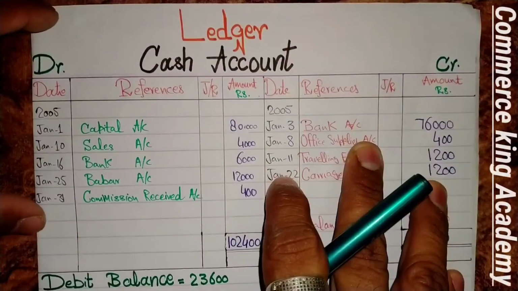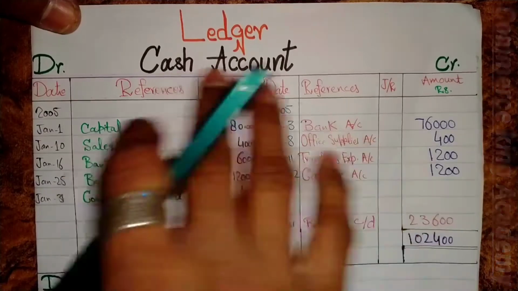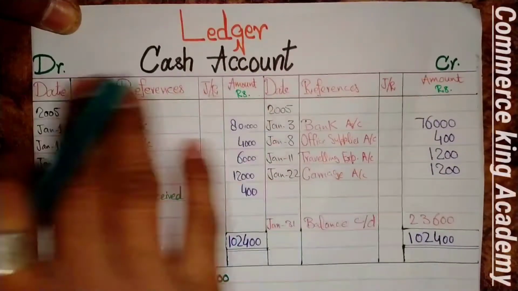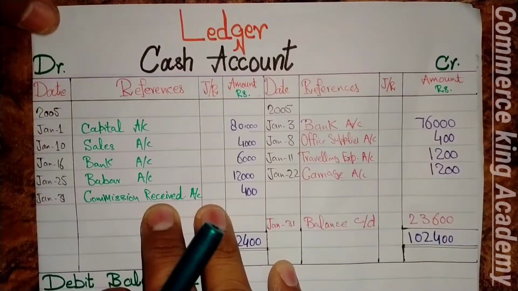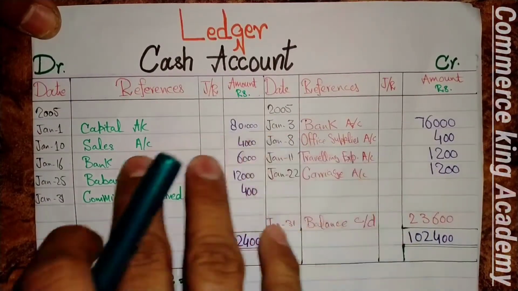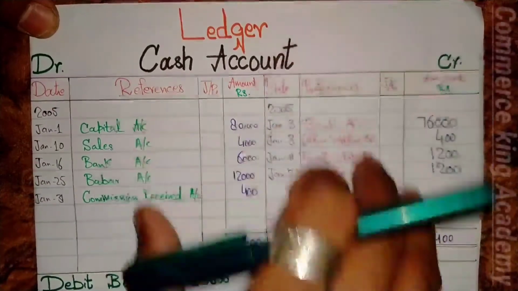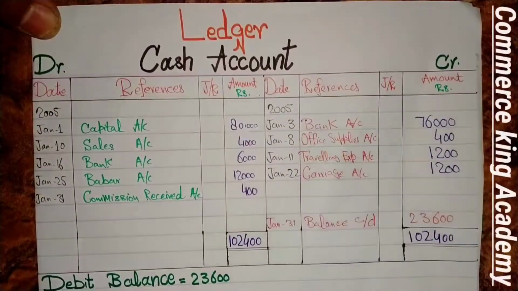So dear students, you can see here the format of the ledger of cash account. This is our first account, debit side and credit side. You can see all the structure of entries, and I will explain how we will enter these entries of both accounts in this format, right?